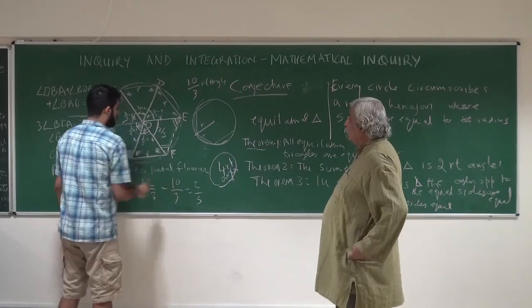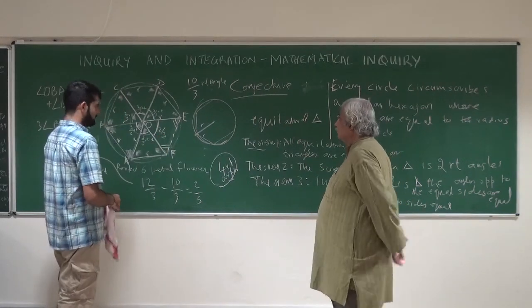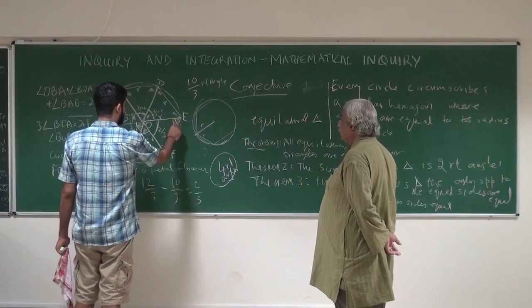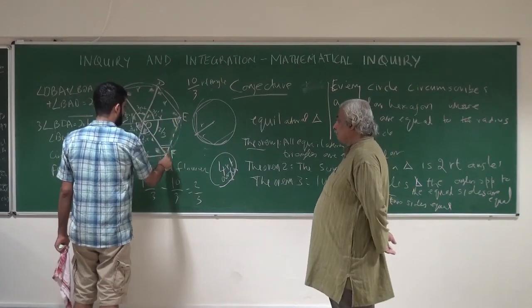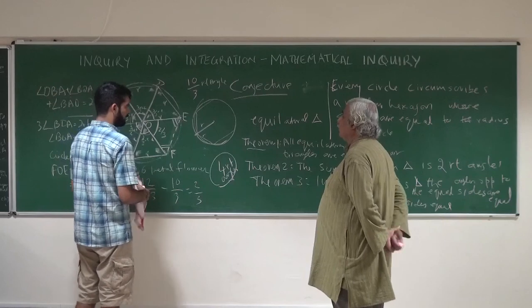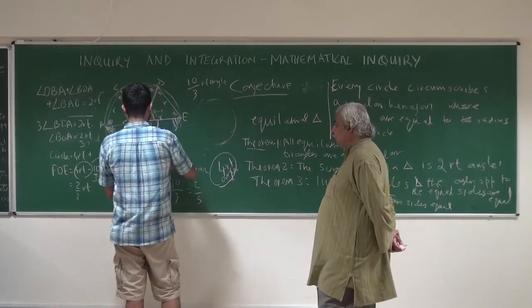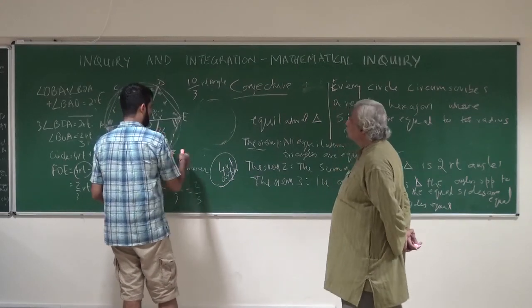Also 2/3. Oh, so all the angles are equal. This angle is equal to this angle, and this is 2/3 of a right angle. So that means all sides are also equal. And the sum of these three is two right angles.